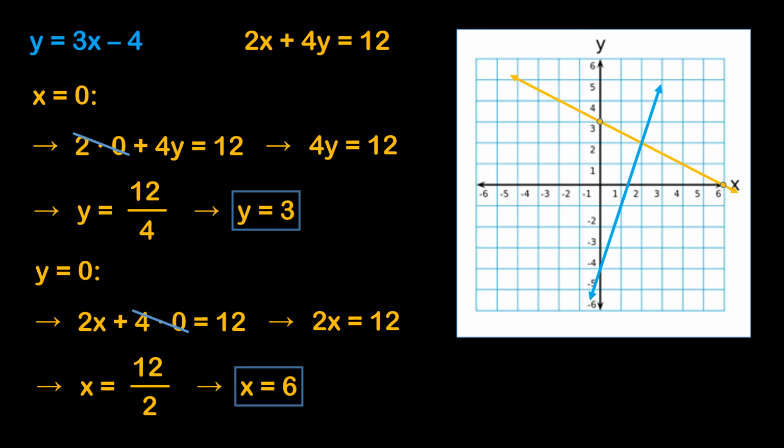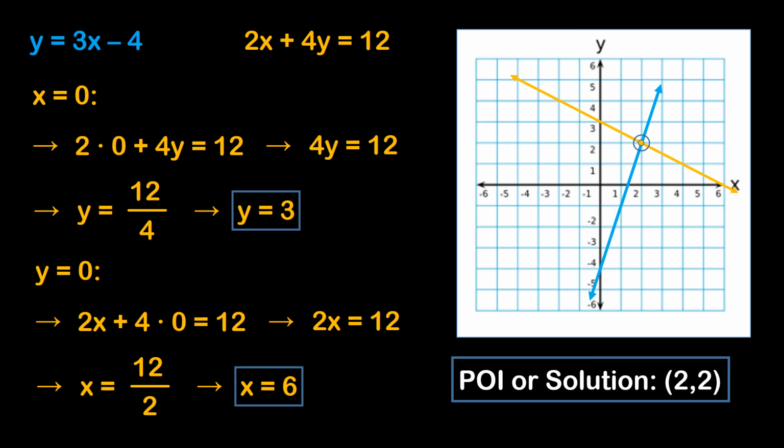We will therefore have our two lines, and once again all we have to do is look at the point of intersection. So I'll label the point of intersection. That point is 2, 2. Therefore, our point of intersection or solution is 2, 2. So those are the two examples that I want to go over in this video.